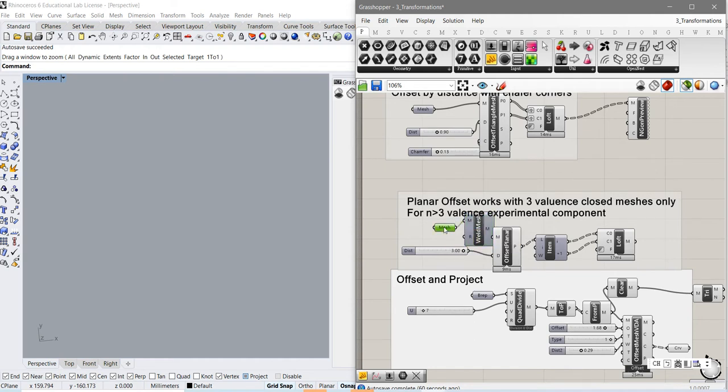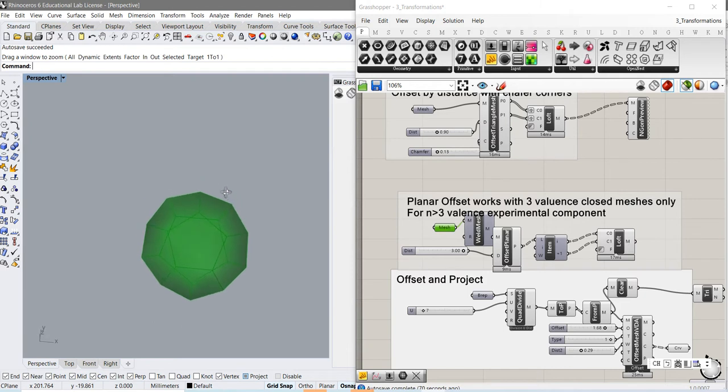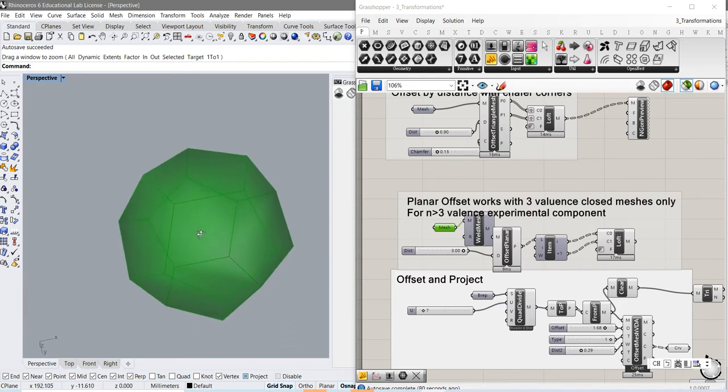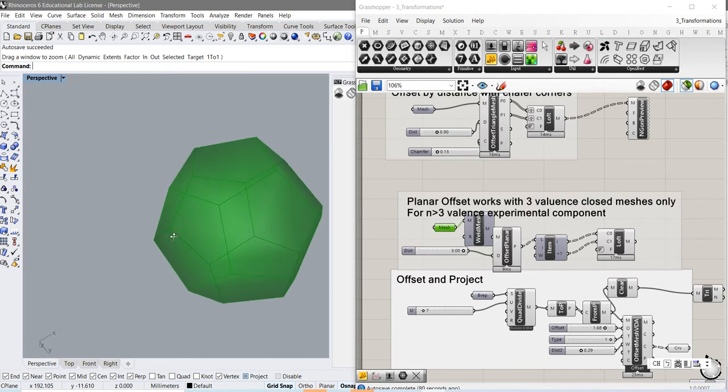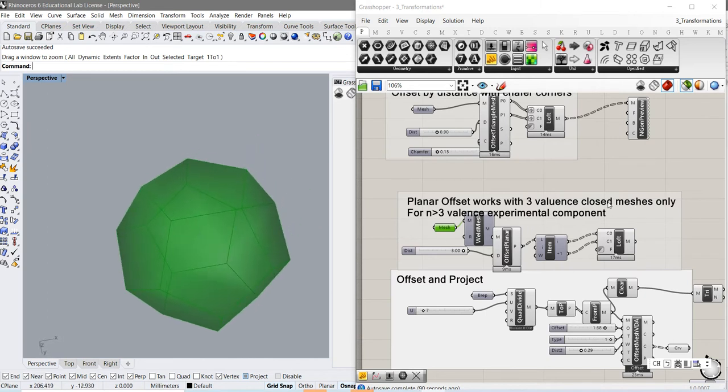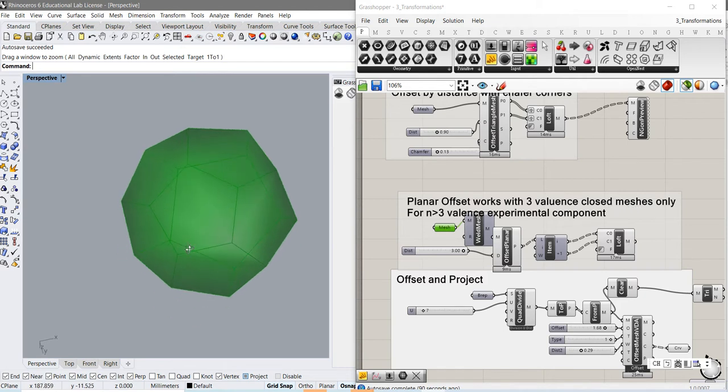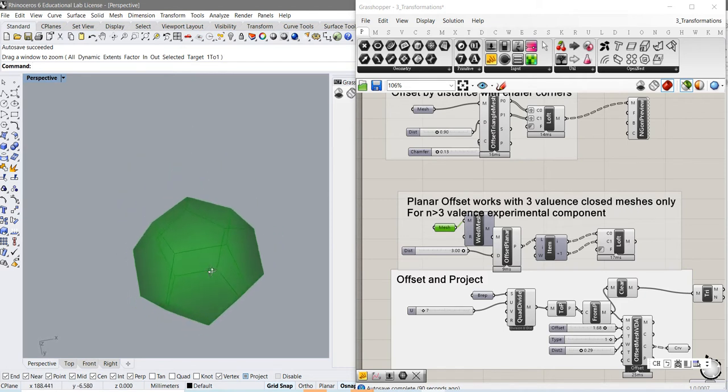What is valence? We have a mesh. This is a dodecahedron, right? Consists of 12 pentagons. Is this a 3 valence closed mesh? This is a closed mesh, of course, right? Because it encloses a volume in the 3-dimensional space. But is this a closed mesh with 3 valence, yes?